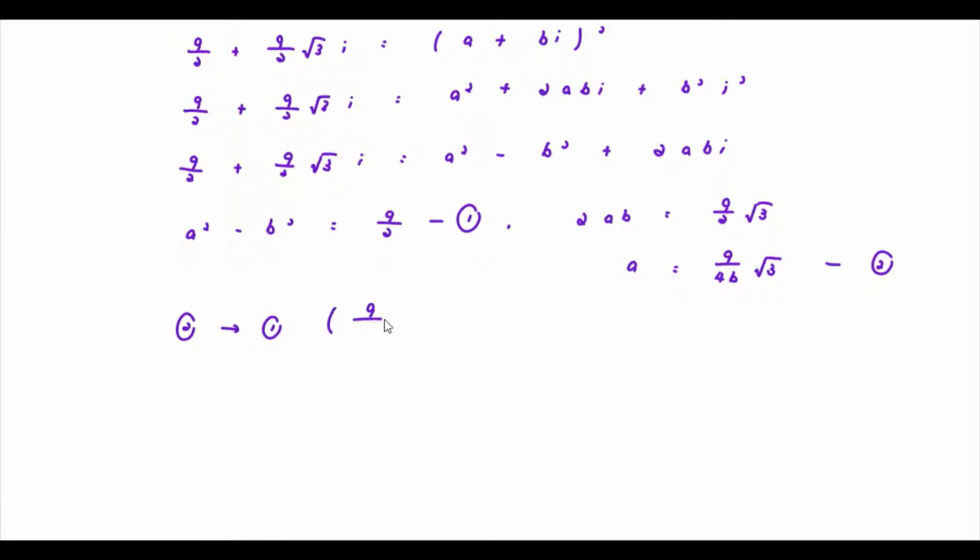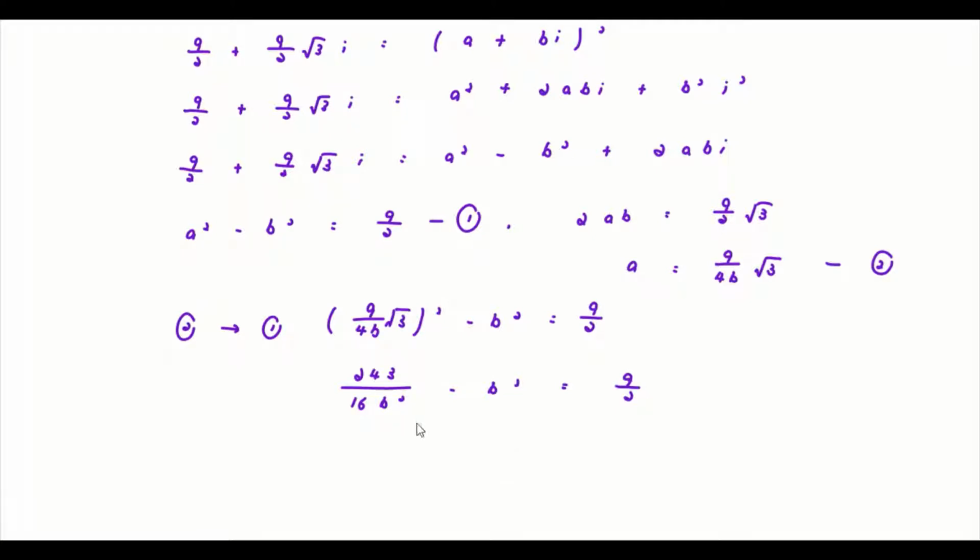So we have 9 over 4b square root 3, squared, minus b square equal to 9 over 2. Alright, so let's try to expand it. So 9 square and then multiply 3. So that's why we have 243. Okay, then over 4 square, 16 b square, then minus b square equal to 9 over 2.